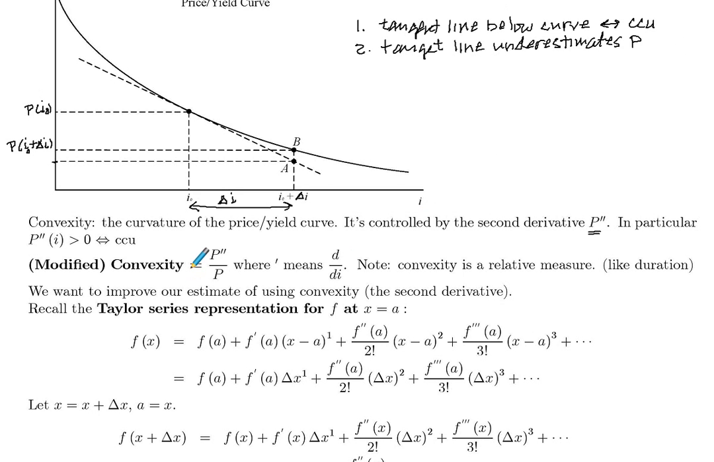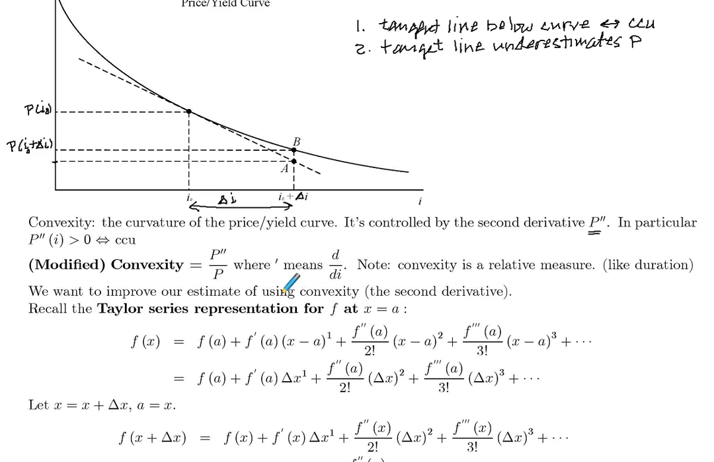Now, remember that with duration we formulated our concepts in terms of relative amounts, that is, as a ratio out of the total. We're going to do the same thing with convexity. Our definition of what we'll call convexity, which is also sometimes called modified convexity, is the ratio of P double prime over P, where the prime means derivative with respect to I. So convexity, just like duration, is a relative measure.